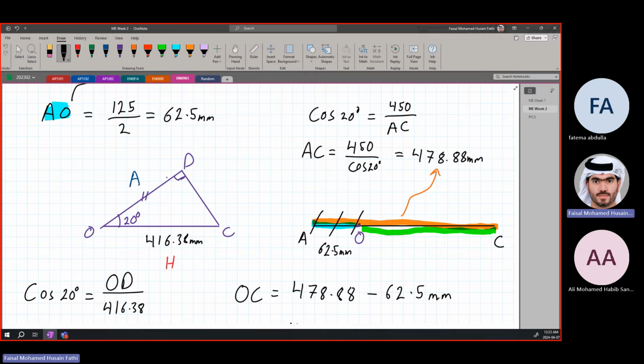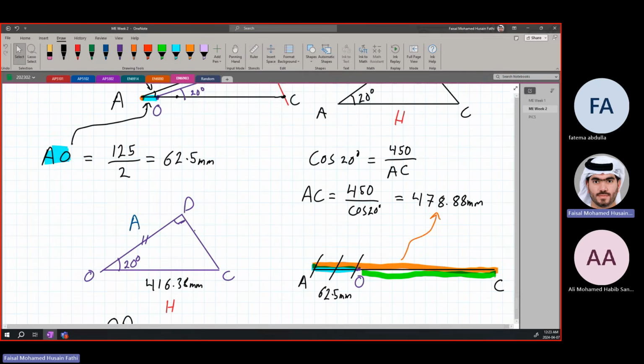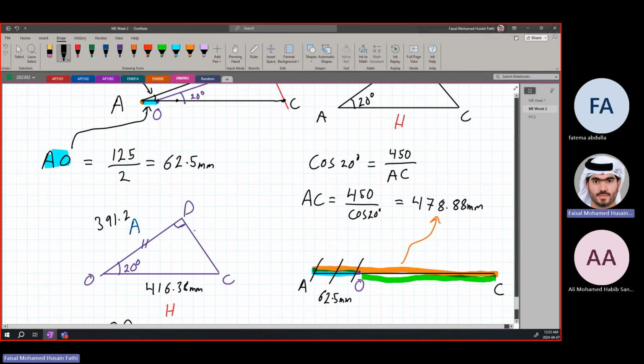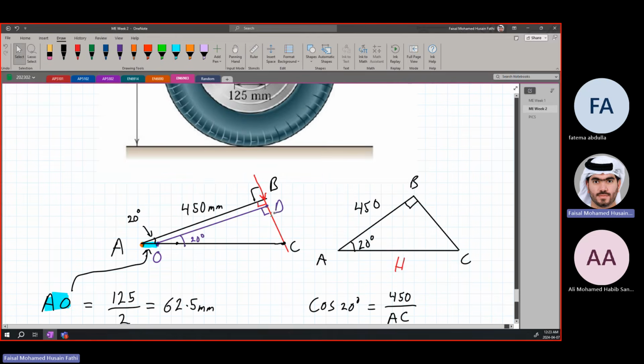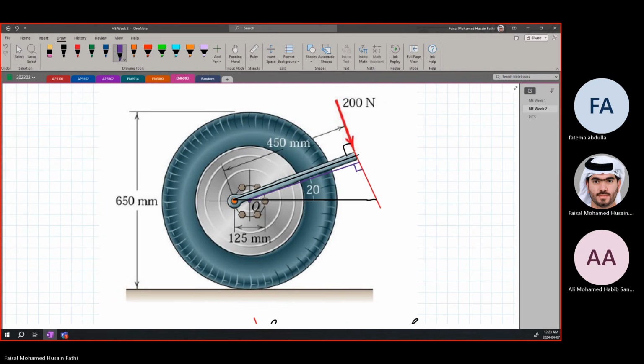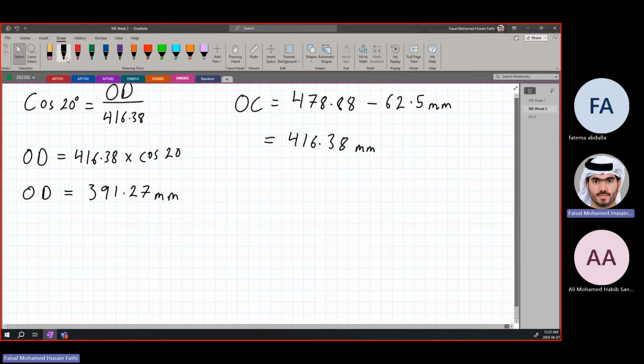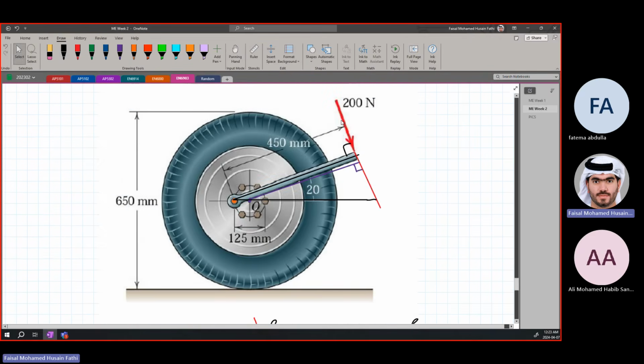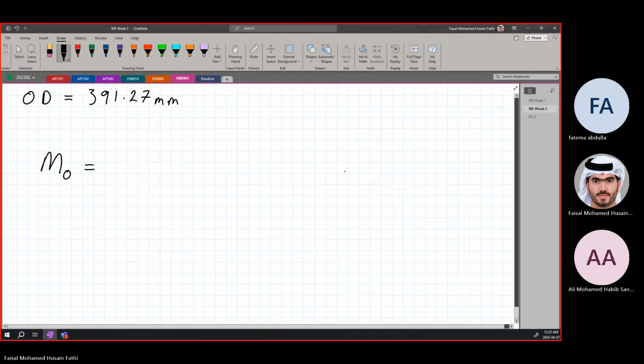So now we know that this distance is 391.27 millimeter. This is our perpendicular distance that we wanted to find from the beginning. This OD is the perpendicular distance from the force to point O. And now we can simply find the moment. Moment about O is equal to the force. What is the force given? 200 newtons.